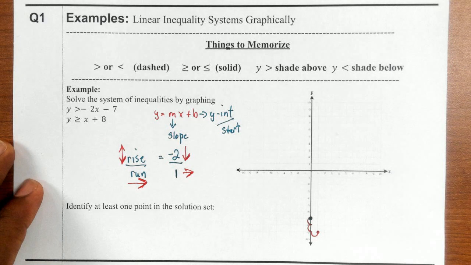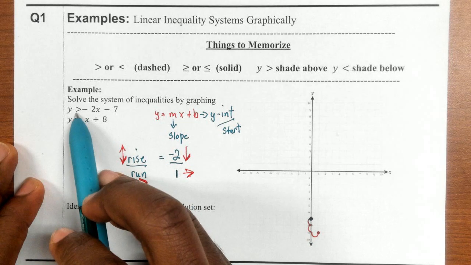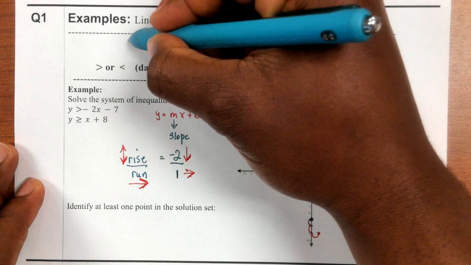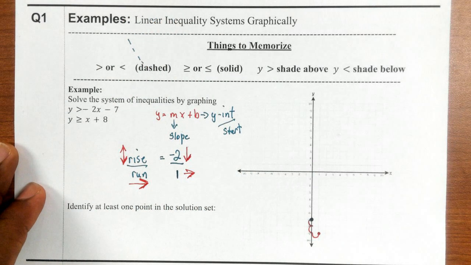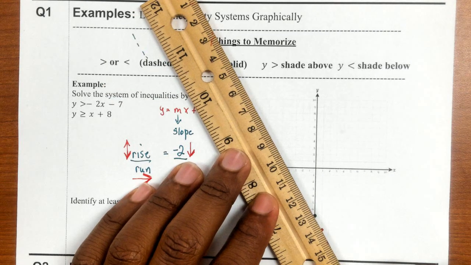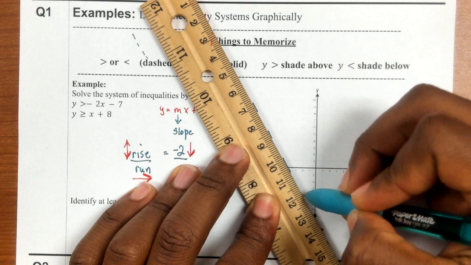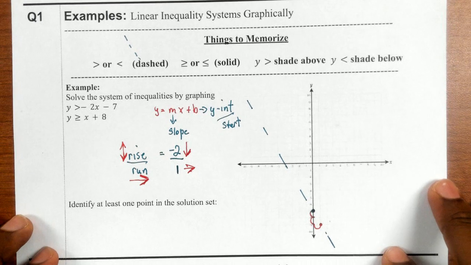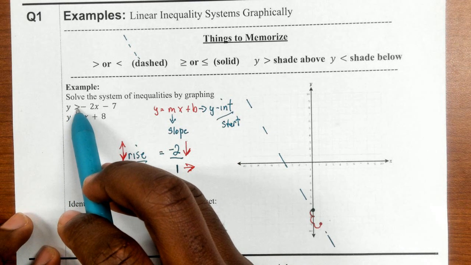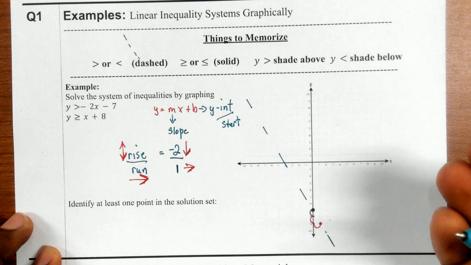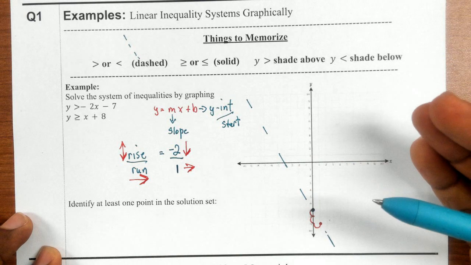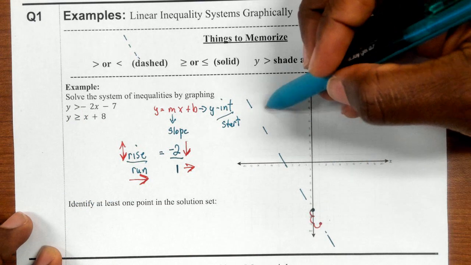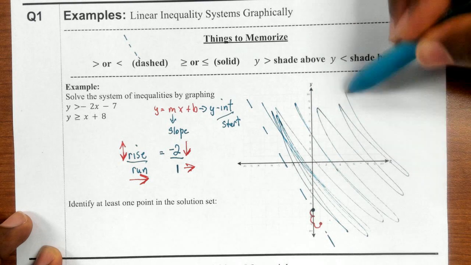Now I'm going to figure out the type of line I'm going to have. Because there's no line underneath, it's going to be a dashed or a dotted line. So when I draw my line, I'm going to make sure that it is dashed or dotted. Now I'm going to shade. This is saying that y is greater than my line. If I'm greater than my line, that means I'm above it. This is a greater than sign, so I'm going to be shading above.